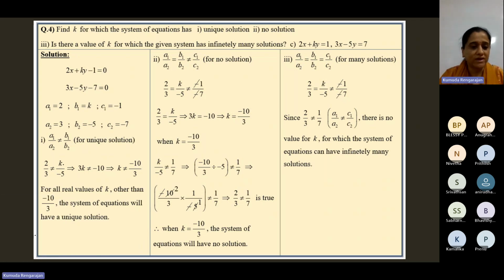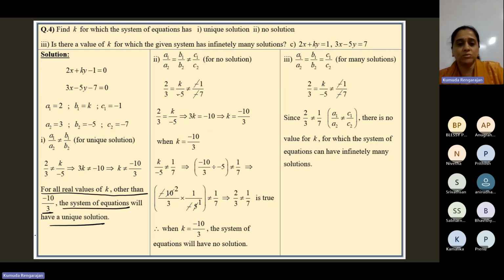But here we have k, b1 is k. So here when you work, what do you get? K should not be minus 10 by 3, but it can be anything other than minus 10 by 3. That's what we say: for all real values of k other than minus 10 by 3, the system of equations will have a unique solution.